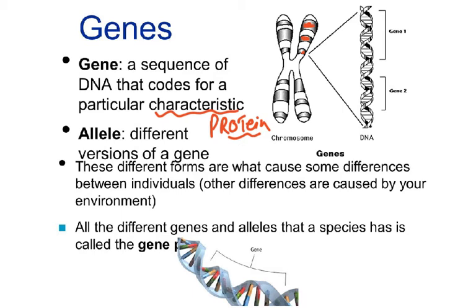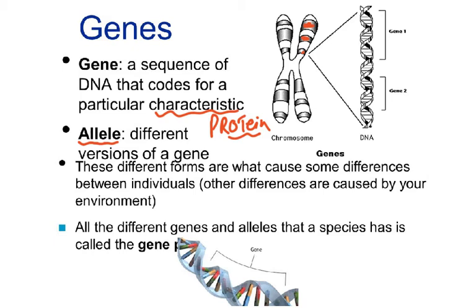Now, as compared to that, what is an allele? An allele is a different version of a gene. Like in blood group, we have 3 alleles. So different versions of a gene. Like for instance, I'm holding 4 markers. So there are 4 different colored markers that I have in my hand. Now these different forms are what cause some differences between individuals.